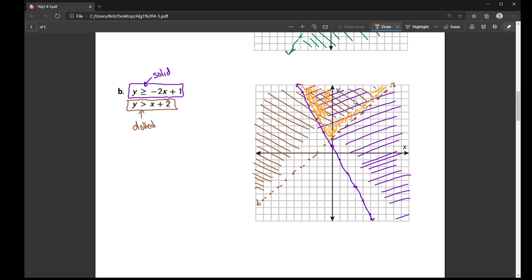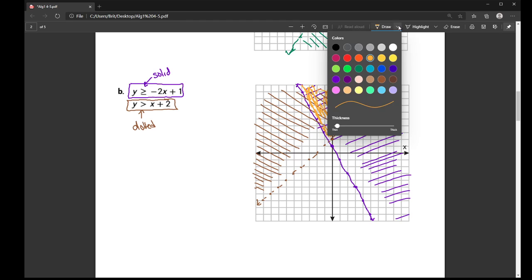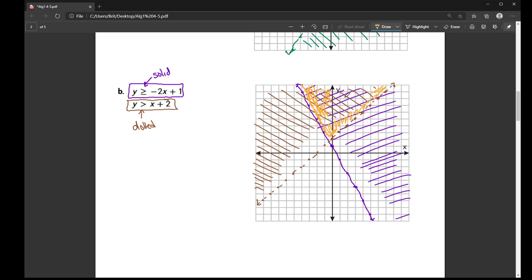Oh, my pen's not working anymore. Sometimes it's a little finicky. Oh, it's the PDF not writing anymore. Well, I don't know why it's not writing anymore, but there it is. Now it's writing.